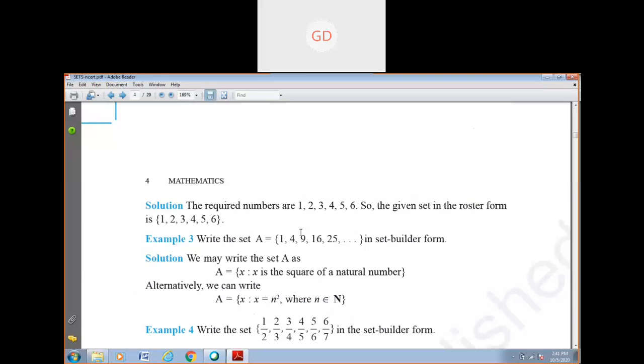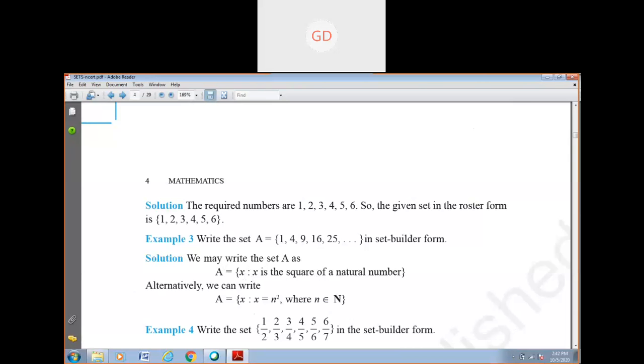Before that, if you observe the behavior of the elements, this is 1 square, this is 2 square, this is 3 square, this is 4 square, this is 5 square, and the next elements will be 6 square, 7 square, 8 square, like this. So this is the behavior of the elements. We need to know about the behavior of the elements because we have to define it in set builder form. So we may write here like this: A is equal to x such that x is the square of a natural number.